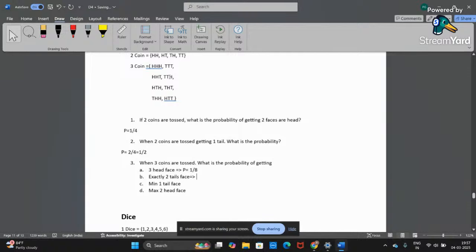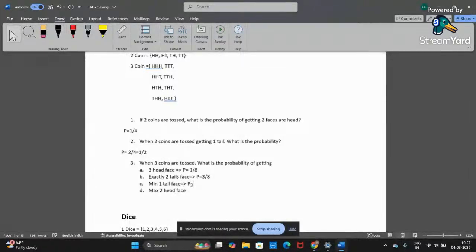Here there are 2 tails, so one time you have to take it here, and again here 2, and here it's there. So in this we are getting exactly 2 tails face. So we are getting 3 times out of 8. This is your probability of getting exactly 2 tails.